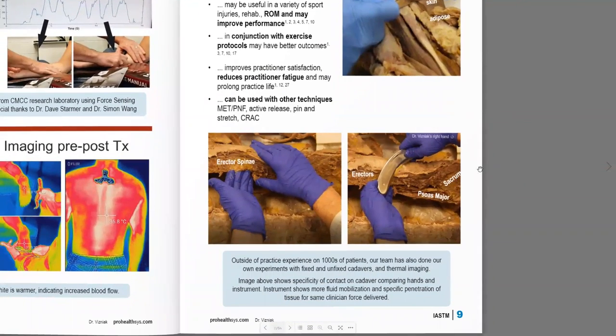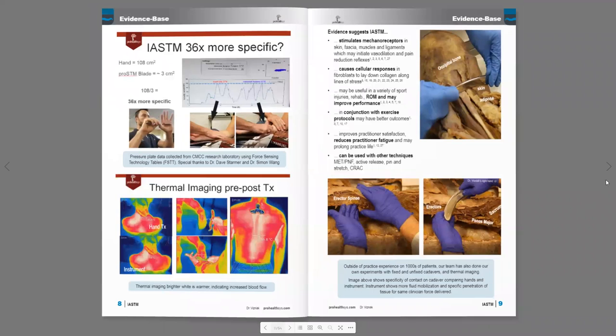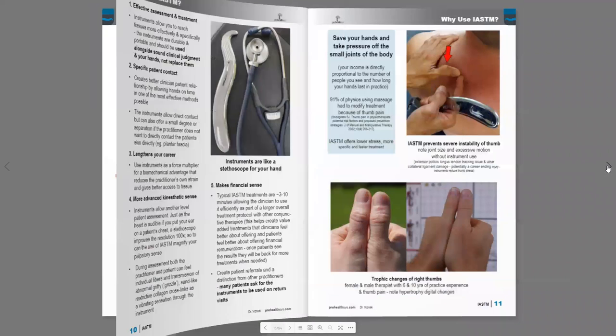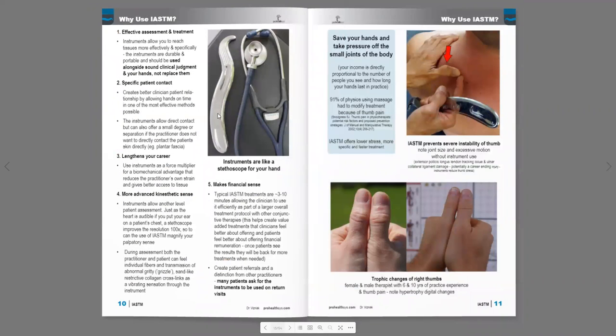And then you can go ahead and see some of the other, we do it with cadaver dissections as well to talk about specific application. And we can see why you're going to use instrument-assisted techniques. Number one, effective treatment. Number two, specific contacts, way more specific than you can be with your hands. Saving your hands, potentially. Advanced kinesthetic sense. It's like a stethoscope for your hands. You can actually feel the tissue better.